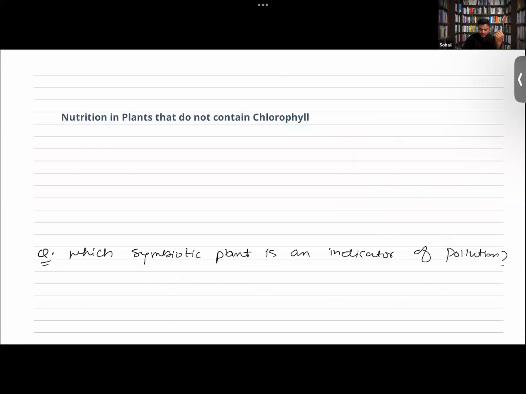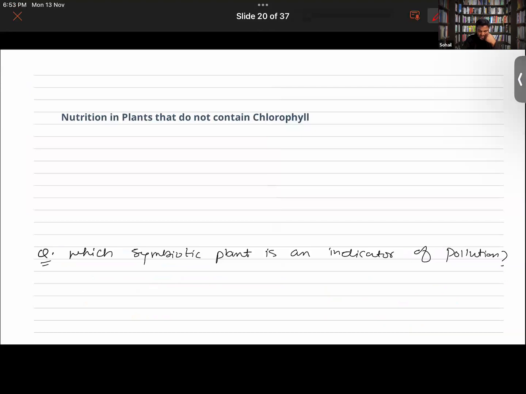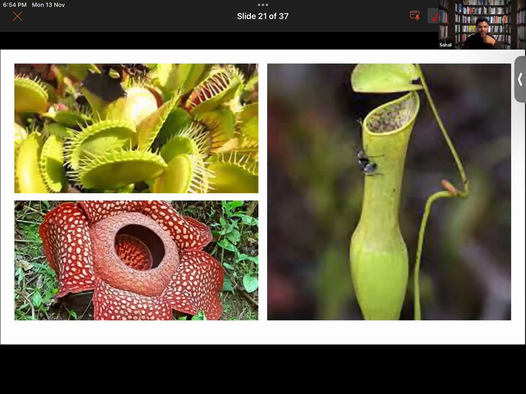Now nutrition. What about the nutrition in those plants that do not have chlorophyll in them? So here we come to these types of heterotrophic plants, right? Now, pitcher plants, Venus flytrap plants, or the Rafflesia plant, right? By the way, which is the biggest and largest flower in the world? Any idea? Sir, I forgot the name, but it's a parasitic plant. We have the image of that plant over here. That is Rafflesia.